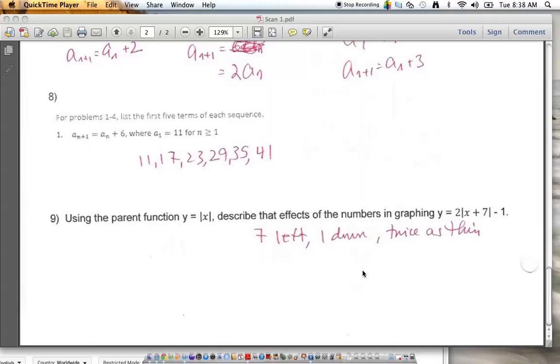Using the parent function y equals absolute value of x, describe the effects of the numbers in graphing y equals 2 absolute value of x plus 7 minus 1. Well, they all do different things. The 7 is inside the grouping symbol, so it moves 7 to the left. Remember, inside the symbol is always reversed. The -1 moves down 1, and the 2 makes it more narrow or twice as thin. Any question on those?